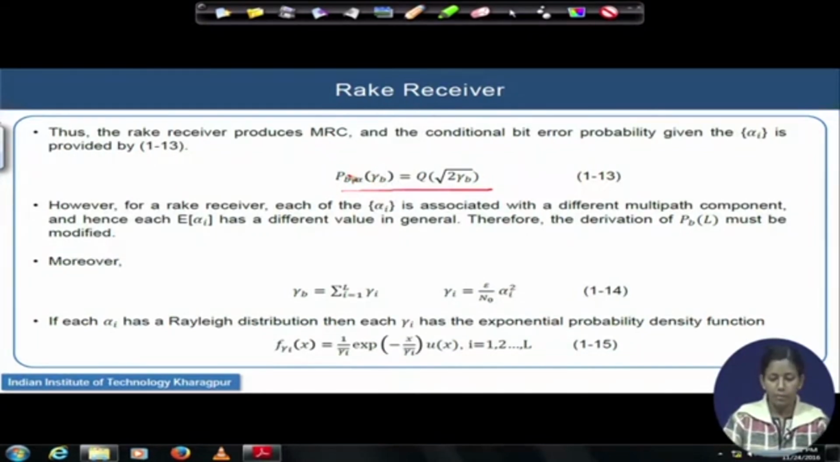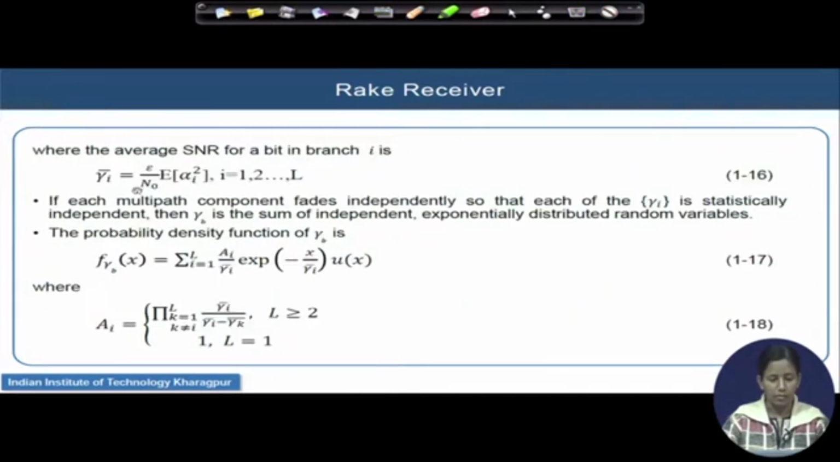In a practical scenario, in most of the cases we understand that these channel coefficients are Rayleigh distributed, and if it is so, then this power, this SNR value, the gamma I, the SNR of each and every path, will be exponentially distributed, and it will have the exponential probability density function given by the expression 1-15. Remember, in the exponential probability density function, we have got a factor called gamma I bar. This is the average SNR value that we will discuss next here.